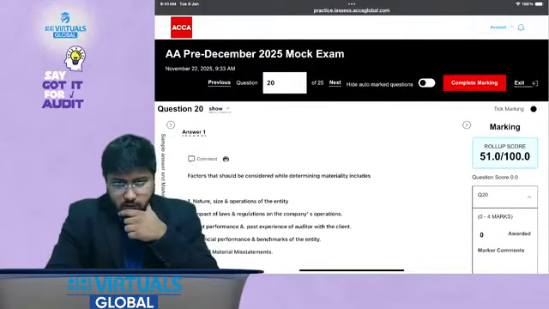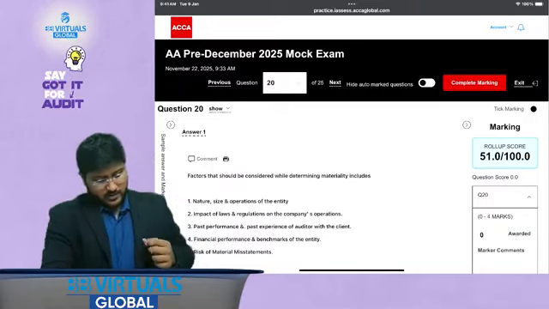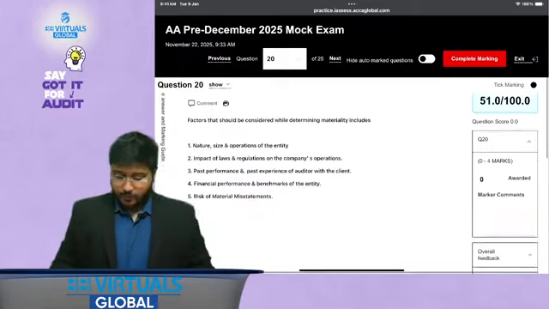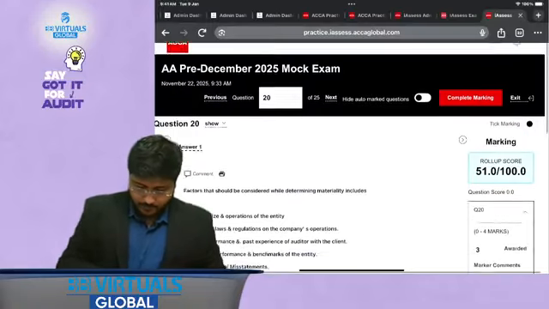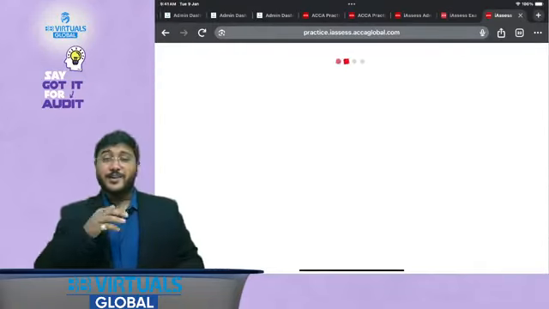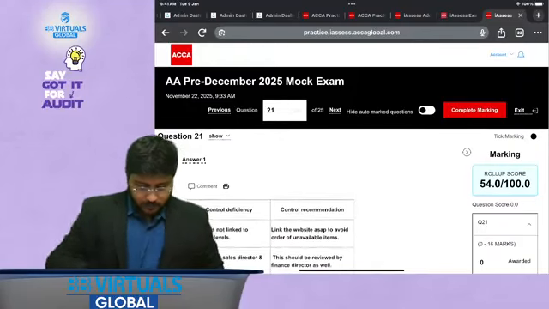Factor that should be considered: nature, size, limit of loss, cost performance, financial performance. Okay, here some points are worded a little differently, but again it is a similar answer. So again 3 marks. I am cutting 1 mark for no reason. Now this one is again a 16 marks question.